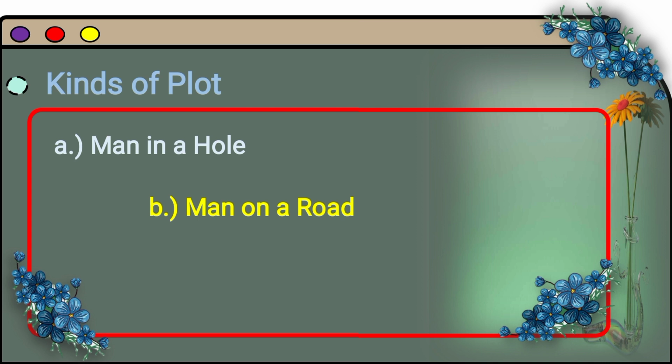So, sa Man on a Road, ikinukwento doon kung ano ba ang nangyari sa buhay ng isang character. So, kaya tinatawag siya na episodic. For example, isinasali doon sa kwento kung paano ba nagsimula ang isang character doon sa kwento. So, yun yung tinatawag natin na Man on a Road.